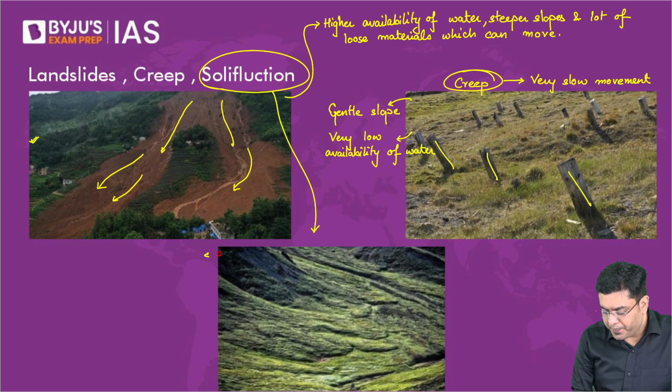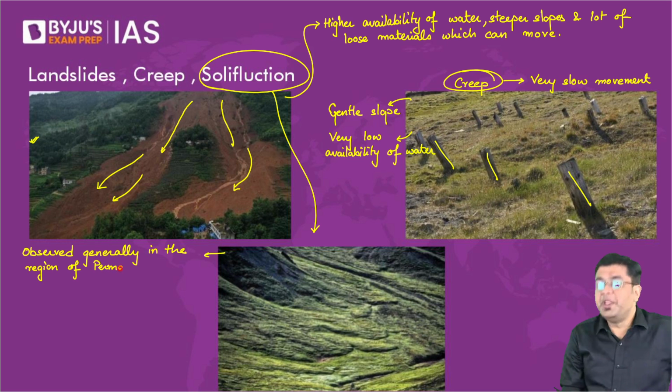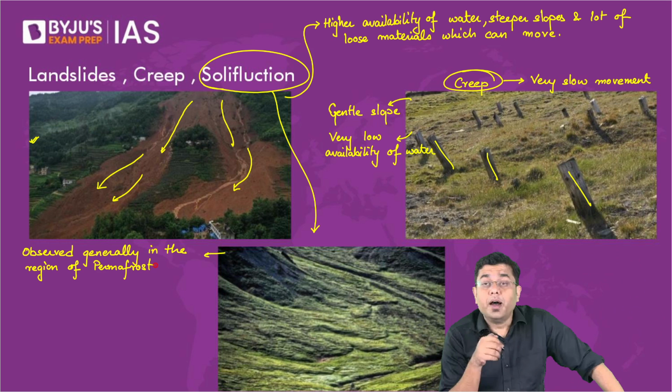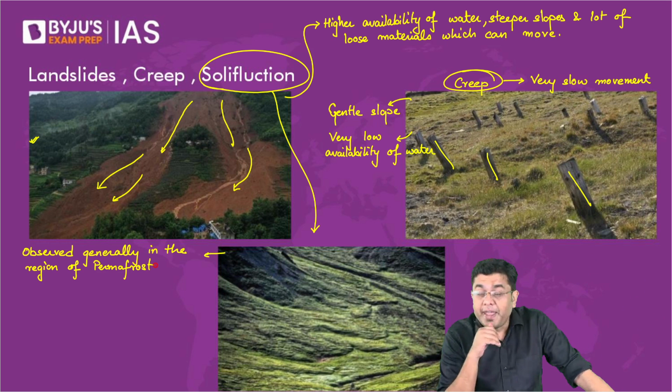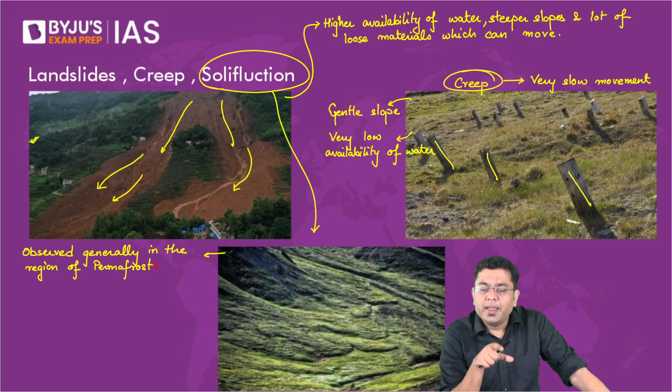Observed generally in the region of permafrost. What is the meaning of permafrost? A region which is permanently frozen, where throughout the year you will find that at least the subsoil, or the lower regions of the soil, are permanently frozen. Okay, that is permafrost. So in those regions, the subsoil is permanently in a frozen state. That is something you will find.